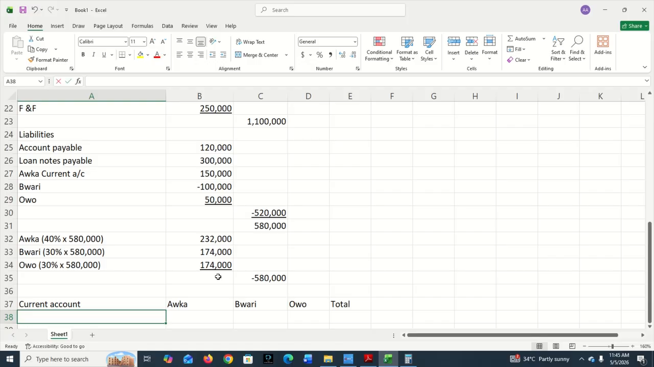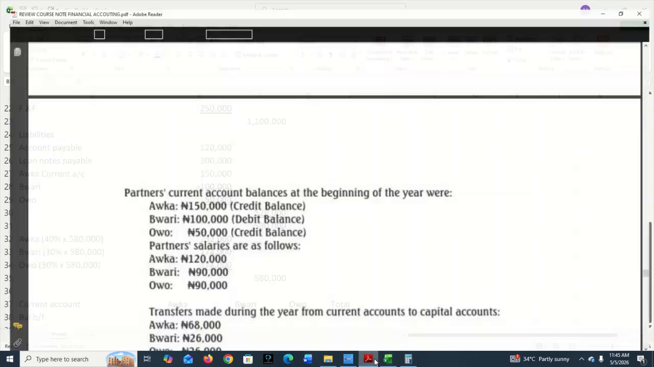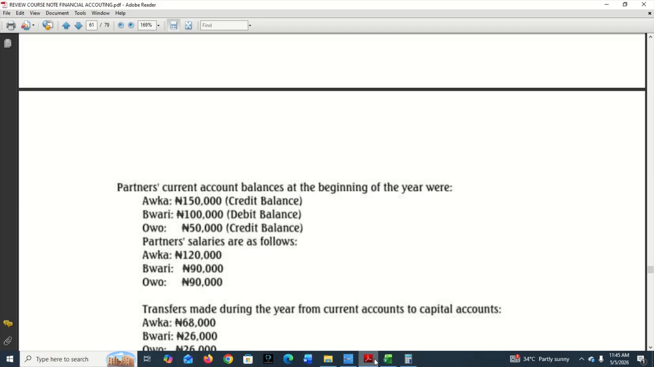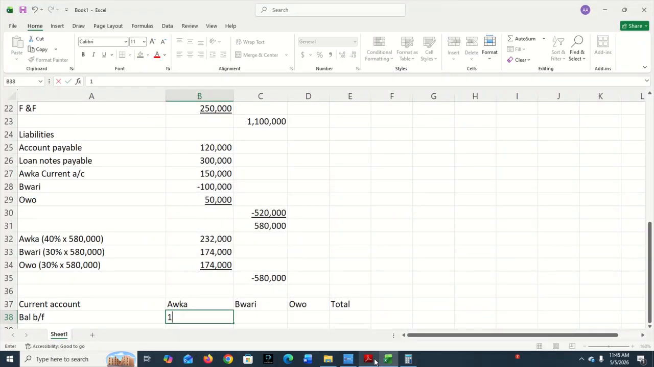So we have balance brought forward, which was given in the question, so we have that already. Let's check it. 150,000 for Oka. Buhari has a debit of 100,000, so it's going to be minus 100,000. And Owo is 50,000 credit. So that will give us a total of how much?